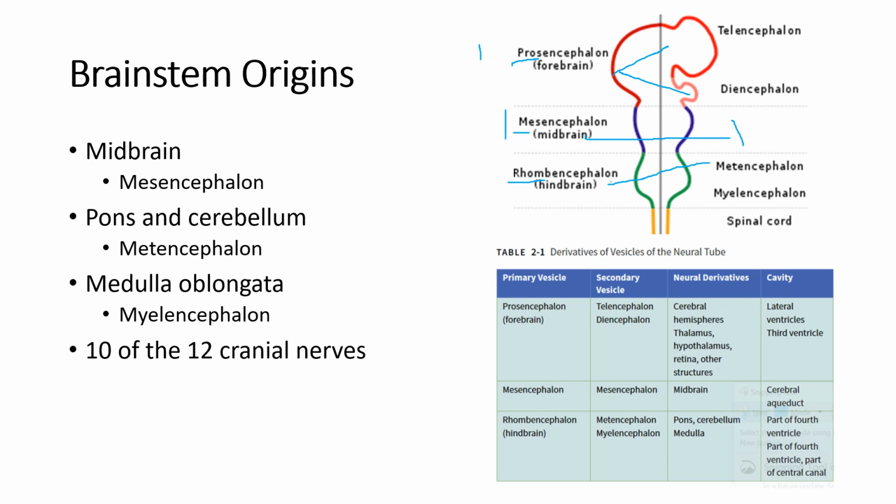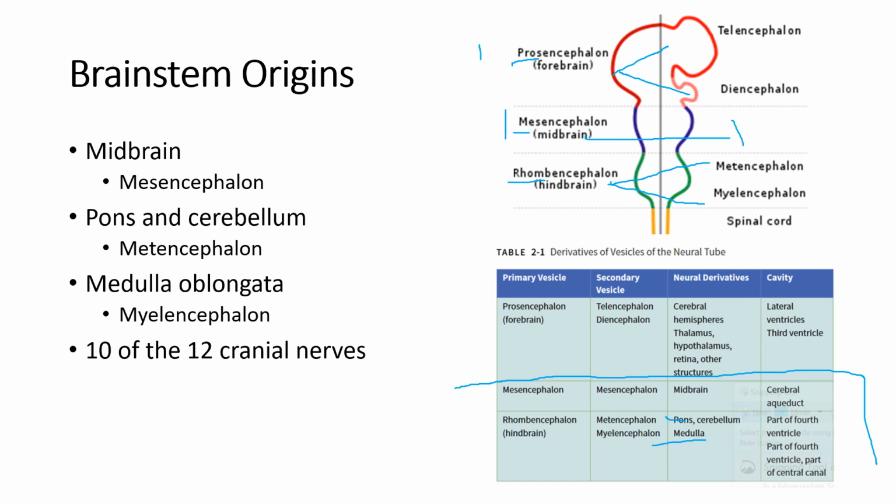Rhombencephalon is going to be met and my. And down here on the table, you can see where met and my are going to become the pons and cerebellum, and myelencephalon is going to be medulla. So we're here on this chart, here and below.